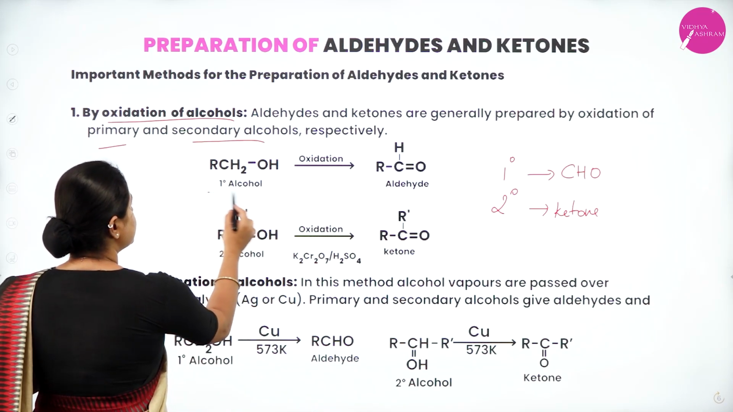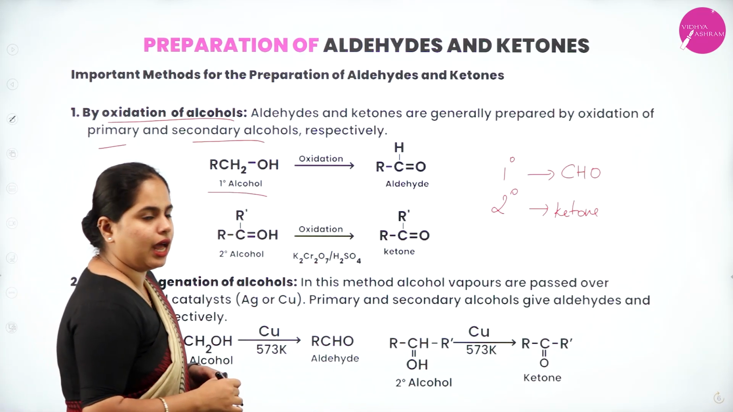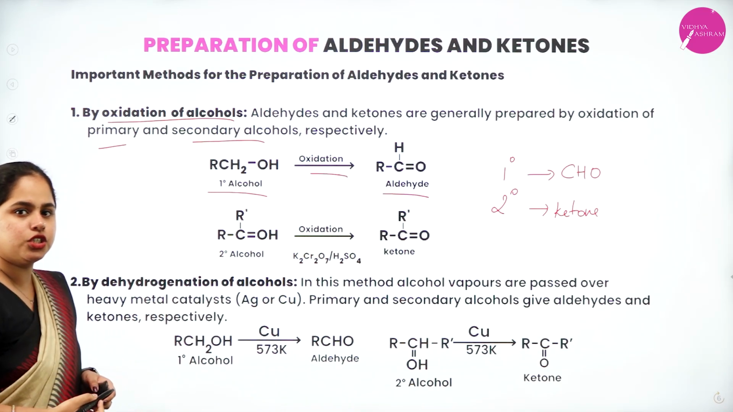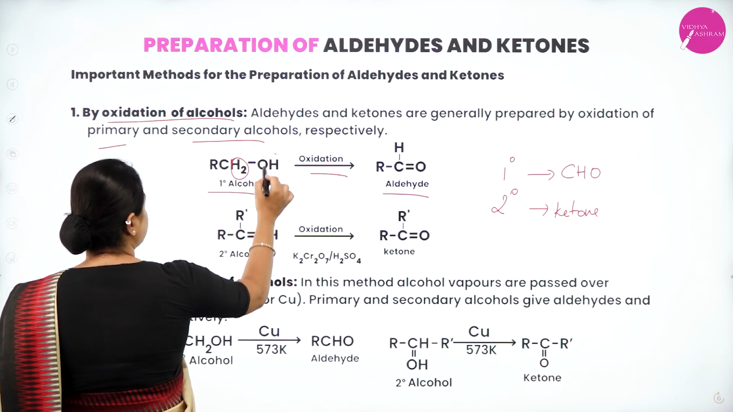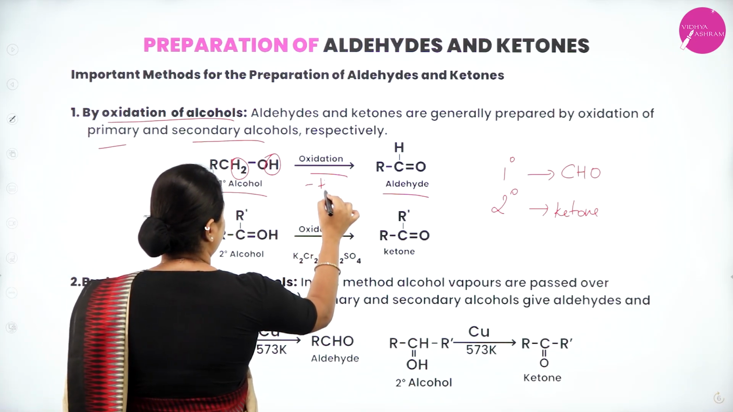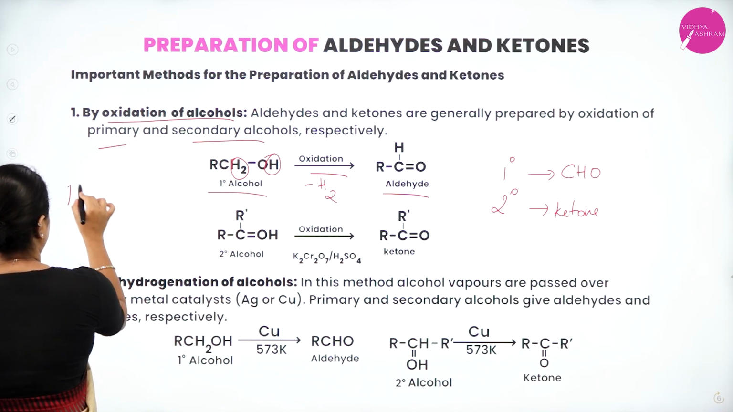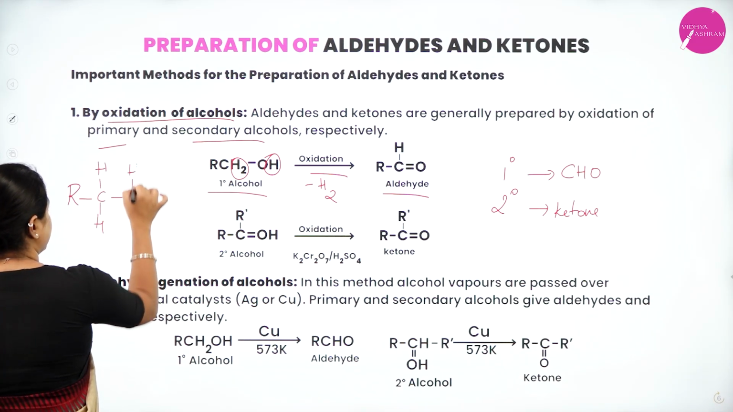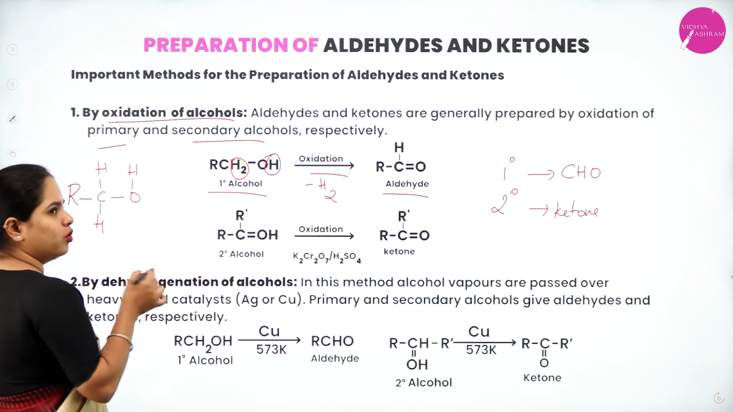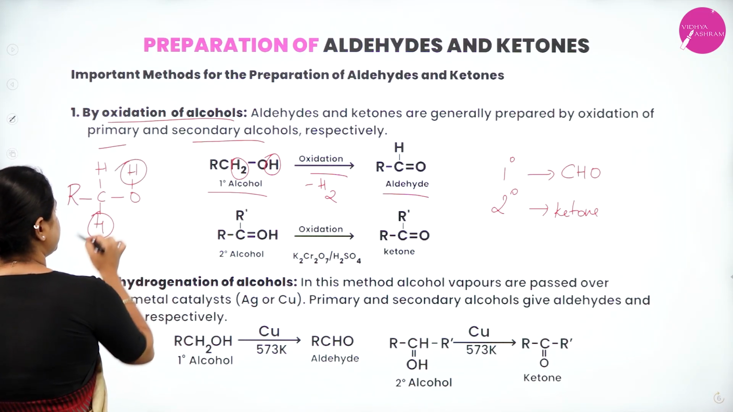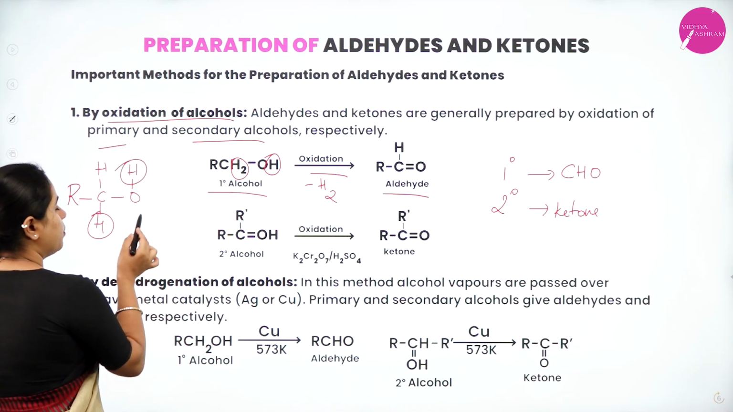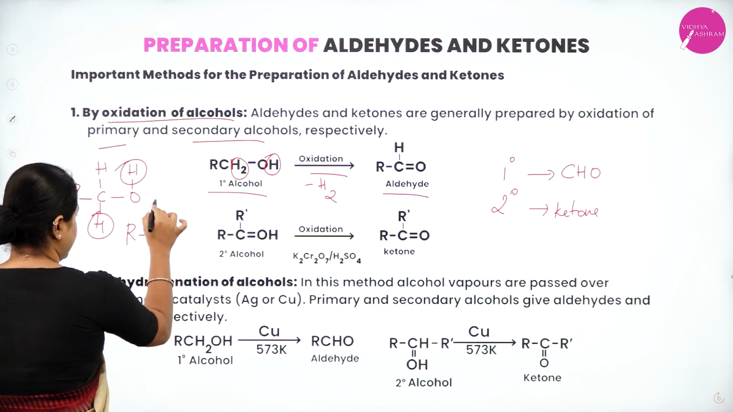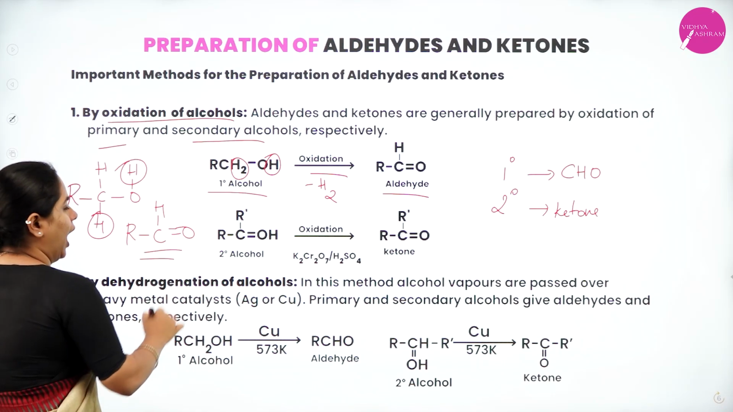The first one is RCH2OH, which is a primary alcohol. It undergoes oxidation to form an aldehyde. So what is happening? Hydrogen is being removed from here. 2 hydrogens, that is H2, are being removed from here, and you are going to get RCHO. That is, RCH2OH undergoes oxidation, that means removal of hydrogen. So these 2 hydrogens are being removed. To balance the valency, this is going to be a double bond. So what you are going to get is RCH double bond O. So you get an aldehyde, right?